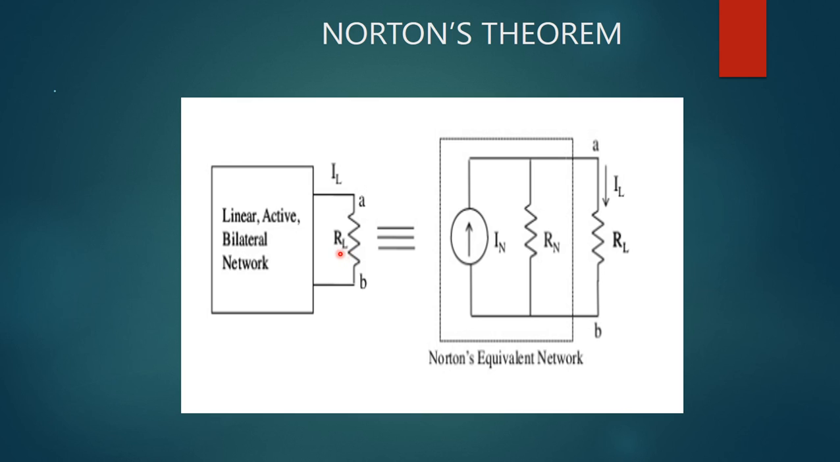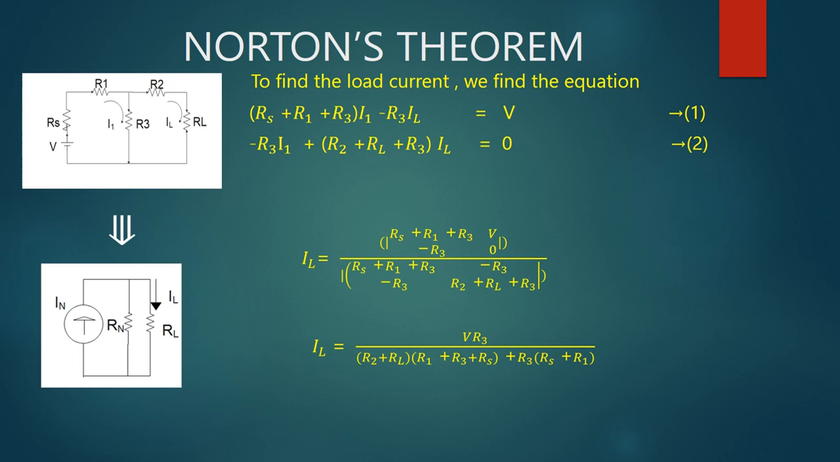Thus, Norton's theorem states that any two-terminal linear network containing energy sources and resistances can be replaced by a current source IN in parallel with resistance RN, where IN is the short circuit current between the terminals of the network and RN is the resistance measured between the terminals with all the energy sources replaced by their internal resistance. Now we prove Norton's theorem.